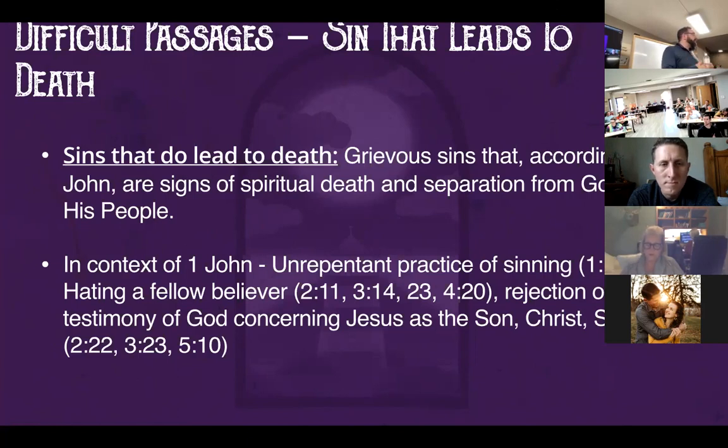And it's normal to think, I don't like that person. But this is hate. John uses Cain as the example, where Cain kills his brother because he hates him. It's that kind of deep, unrelenting hate towards another believer. John says that person's in darkness and that person doesn't abide with God and that person is probably still in death. And the big one is the rejection of the testimony of God concerning Jesus.